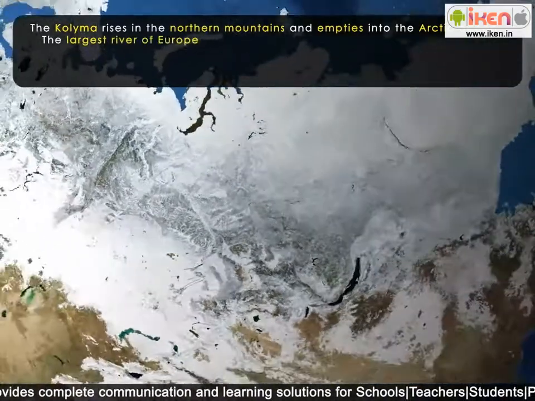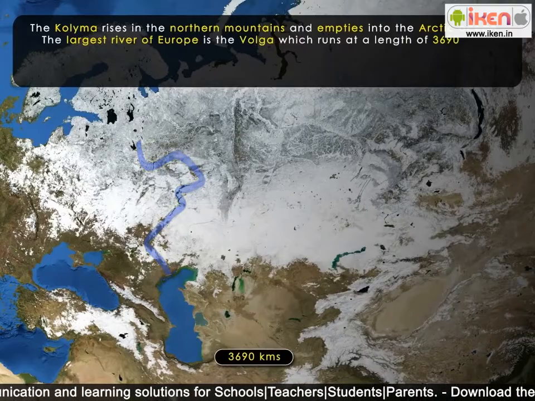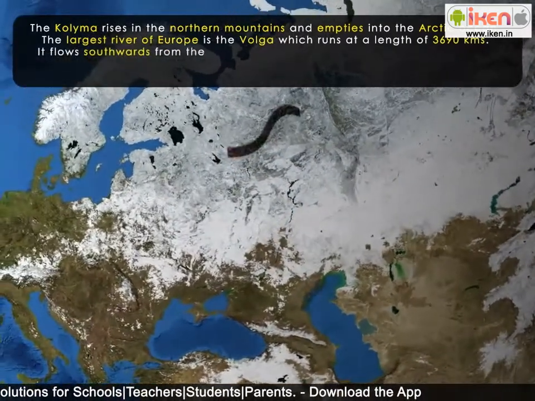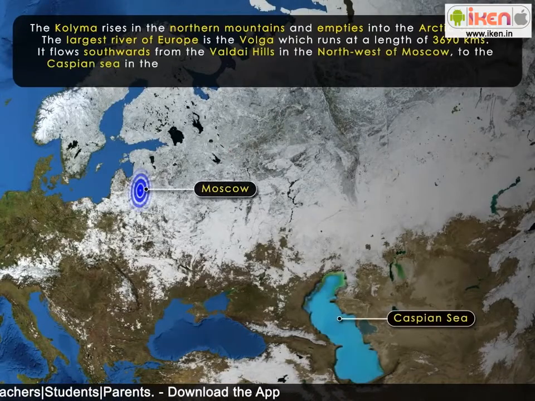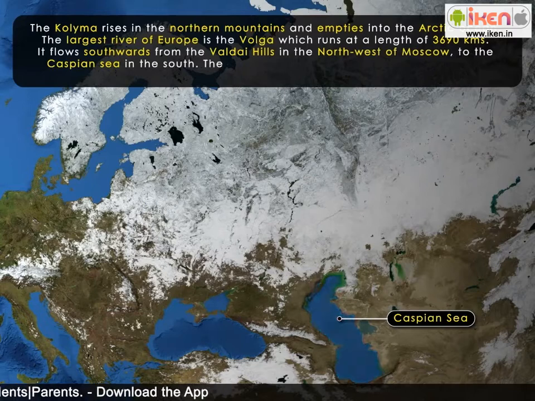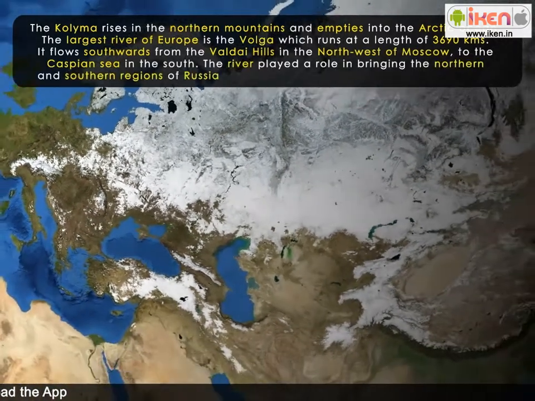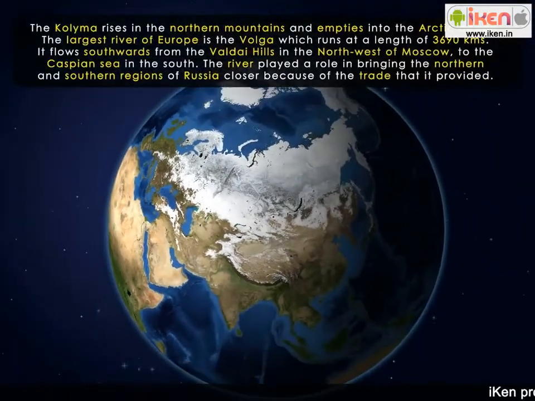The largest river of Europe is the Volga, which runs at a length of 3,690 kilometers. It flows southwards from the Valdai Hills in the northwest of Moscow to the Caspian Sea in the south. The river played a role in bringing the northern and southern regions of Russia closer because of the trade that it provided.